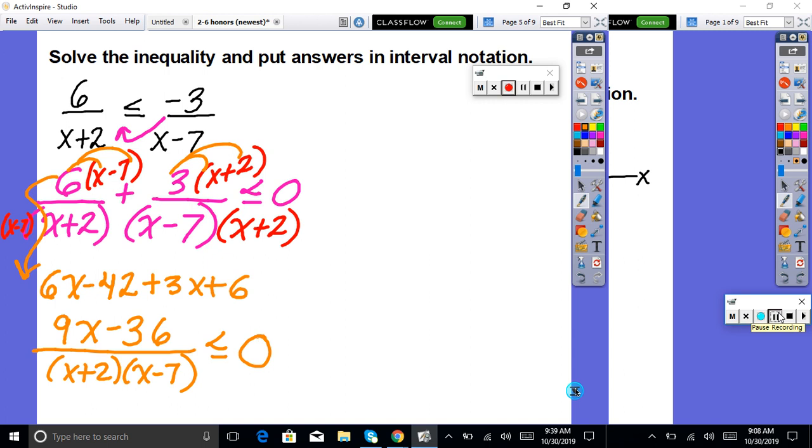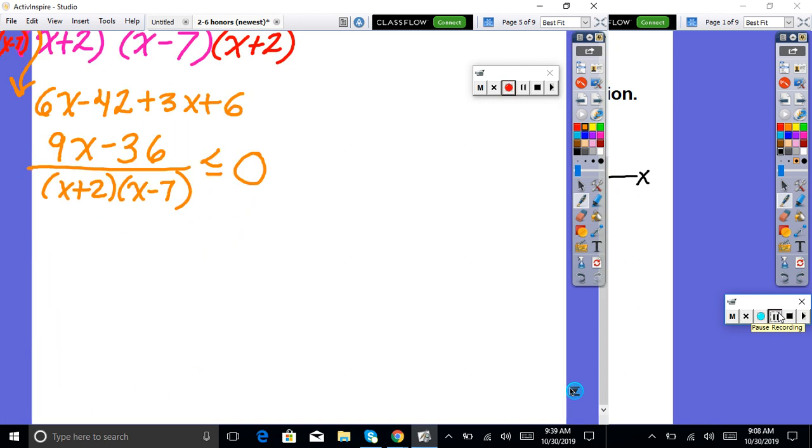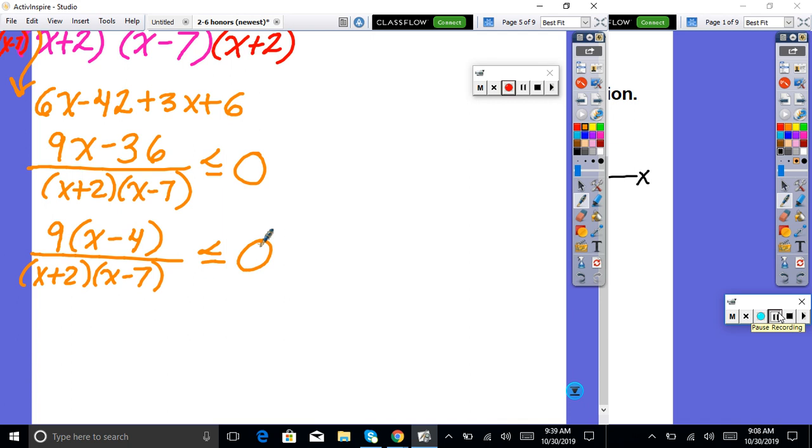So now we're going to go ahead and rewrite this in its factor form so that it's easy to see our critical values. Pull out a 9 on top, left is x minus 4. On bottom, we have x plus 2, x minus 7. And then we have is less than or equal to 0. Okay, awesome. Let's go ahead and make our number line now. Here we go. Critical values are at -2 and 7 and 4, right? So -2 and 7 and 4. So the next one would be 4 and the next one would be 7.